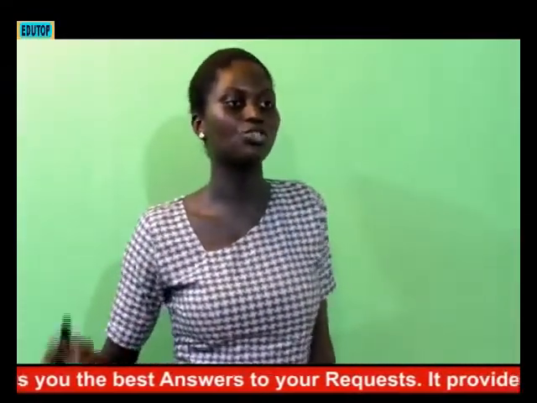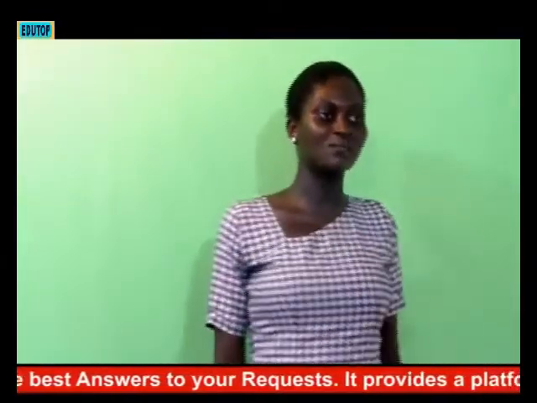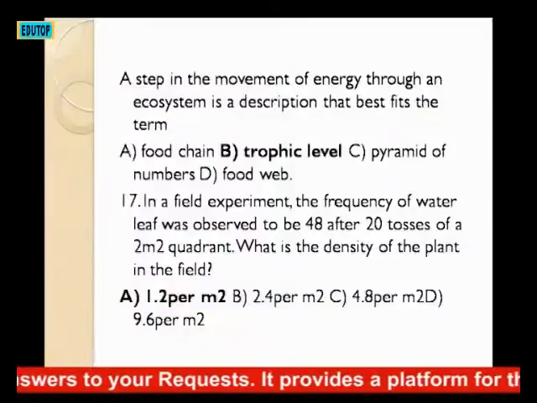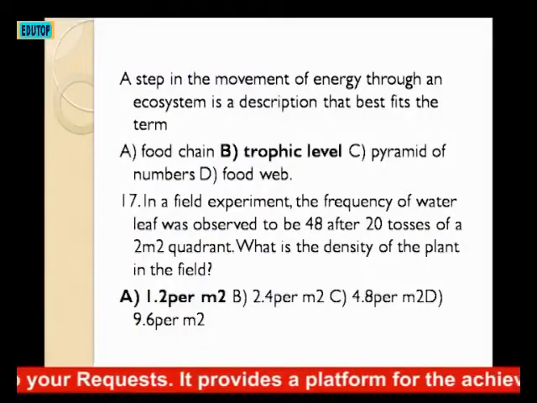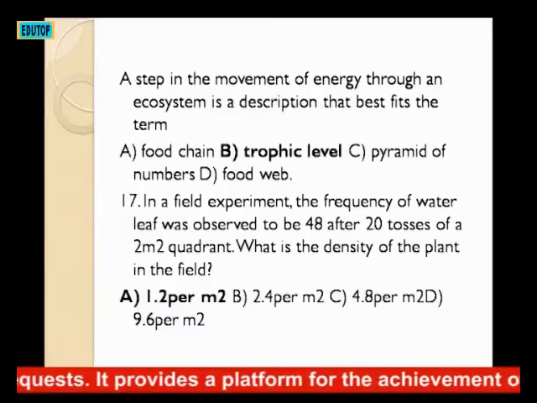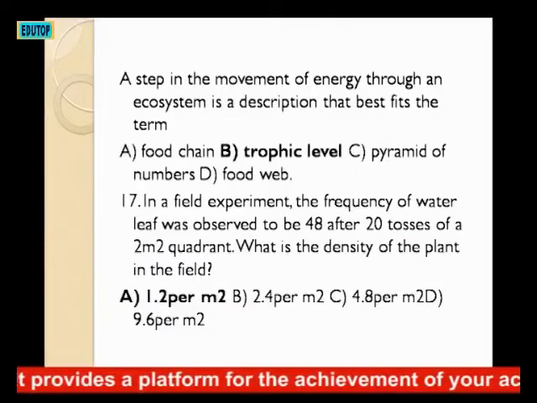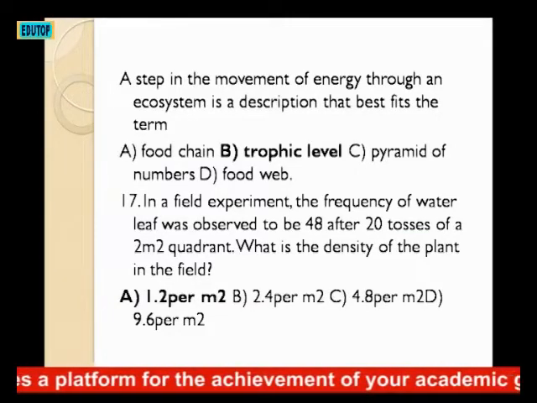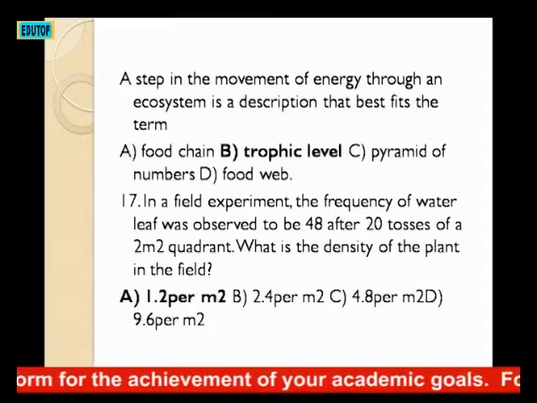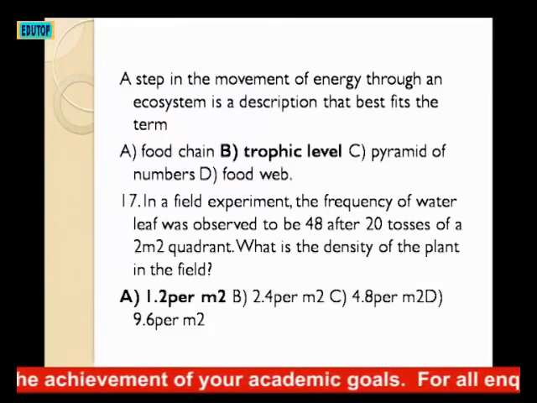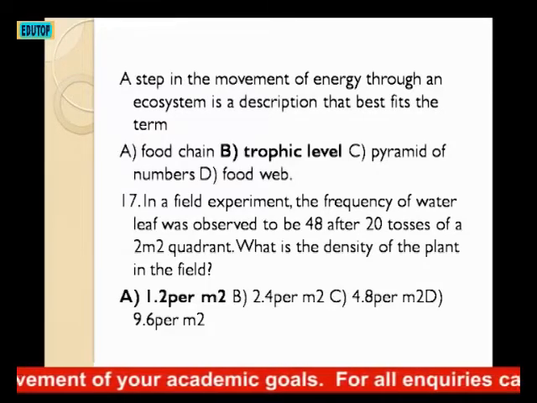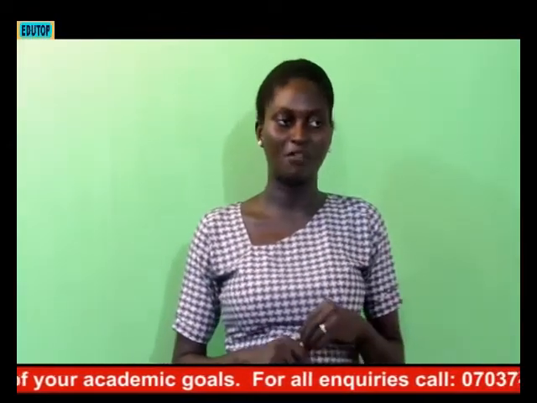So the answer is option D, the community of organisms in the region. The next one: a step in the movement of energy through an ecosystem is a description that best fits the term A. Food chain, B. Trophic level, C. Pyramid of numbers, D. Food web. B is the answer, trophic level.